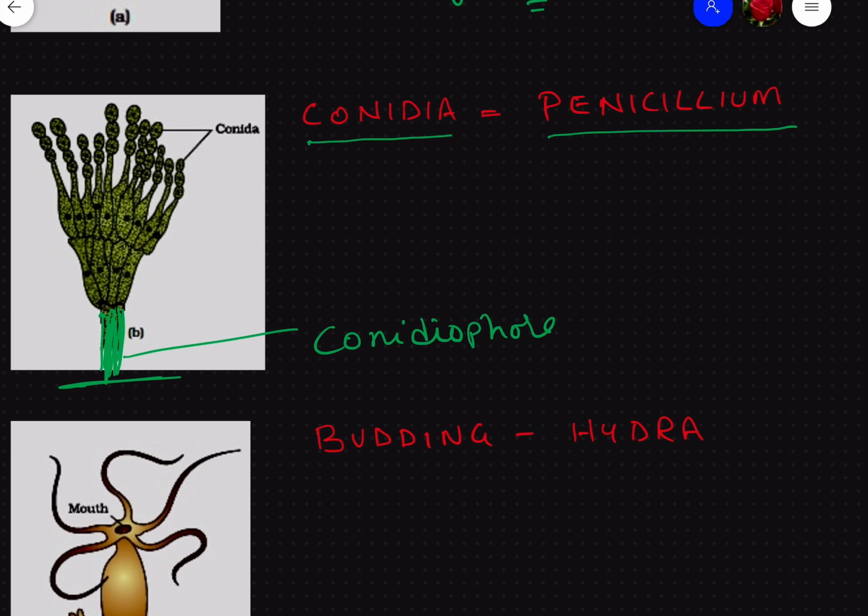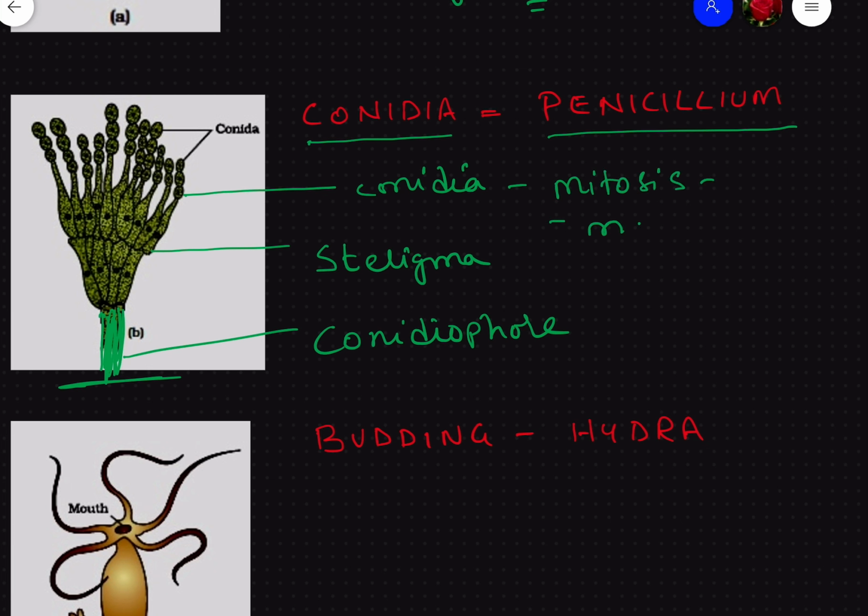conidiophore. It produces cylindrical structures called sterigma. On the end of the sterigma, repeated mitotic division results in the formation of conidia. So conidia are produced due to mitotic division, so they are otherwise called mitospores. They are the usual kind of asexual mode of reproduction in Penicillium.